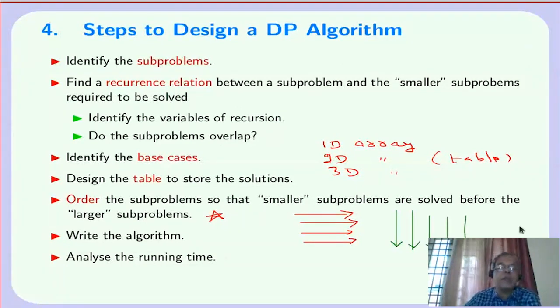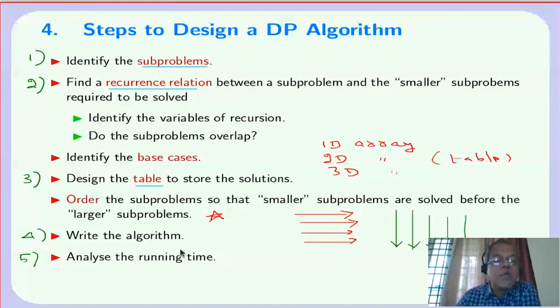What is the order? So first, identify the subproblem. Second, the recurrence relation, which includes the base cases. Third, the table and the order in which the solutions will be computed and filled in the table. And finally, you will write the algorithm. Don't jump in to write the algorithm. And lastly, you will analyze the running time. So I may say these are 5 basic steps: subproblems, recurrence relation, table, and algorithm.